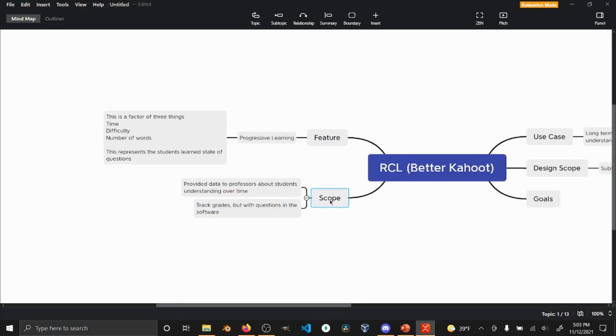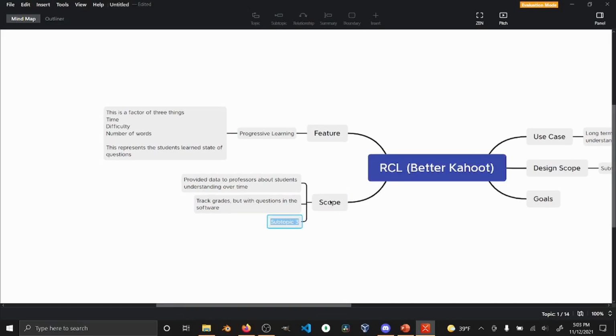So another scope element that we have to talk about is for how long. So are we defining it by class? Are we defining it by the entire curriculum? Are we defining it by semester?